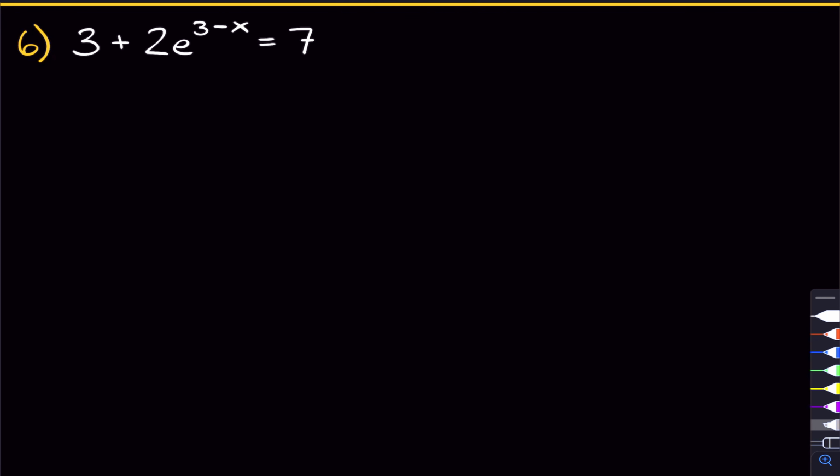And moving on to problem 6, we have this e to the 3 minus x, but it's being crowded by a bunch of stuff on the left-hand side. It's got this 3 that's being added, and then there's a 2 that's directly multiplying it. So let's get rid of all of that and just get this e to the 3 minus x isolated, and then from there, we can do our natural log stuff. So we'll start by subtracting 3 on both sides.